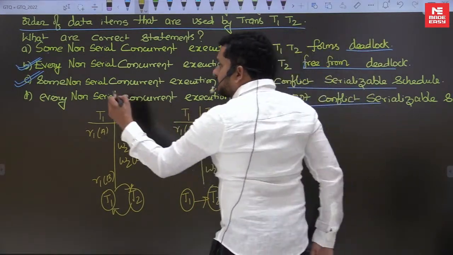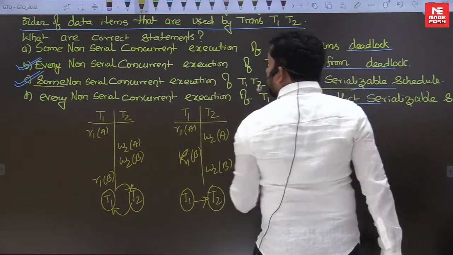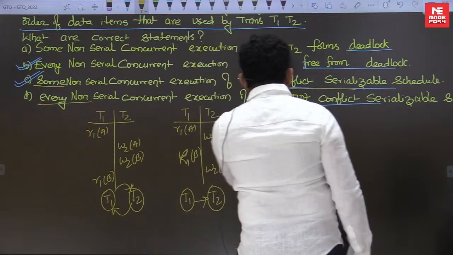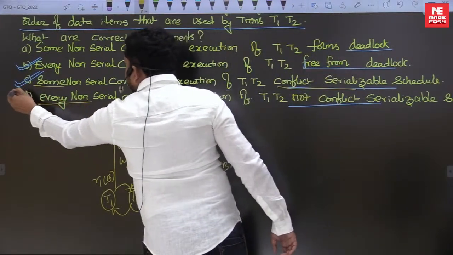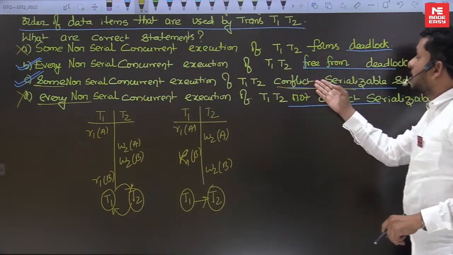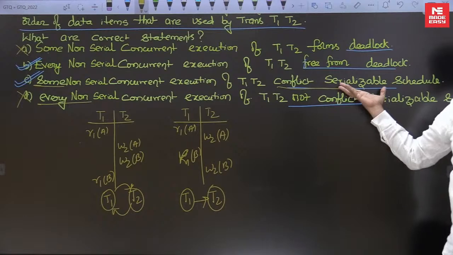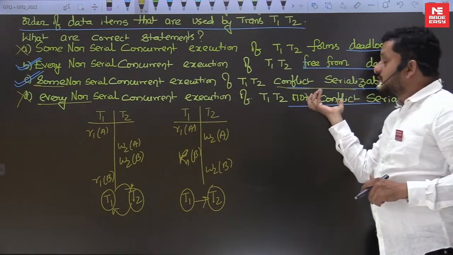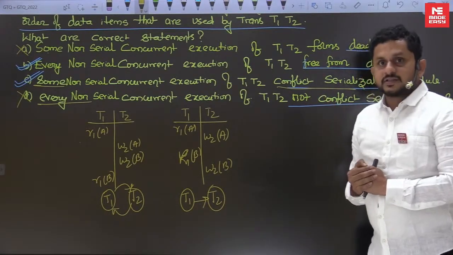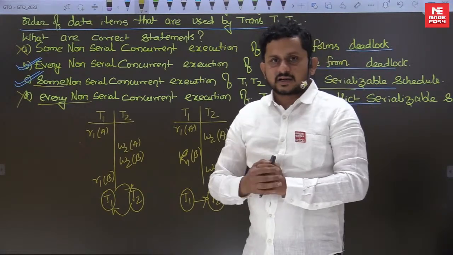Some of them are conflict serializable. "Every one fails conflict serializability" is false, because at least one of them is conflict serializable, which means definitely not every non-serial concurrent execution fails conflict serializability. So B and C are the correct answers.